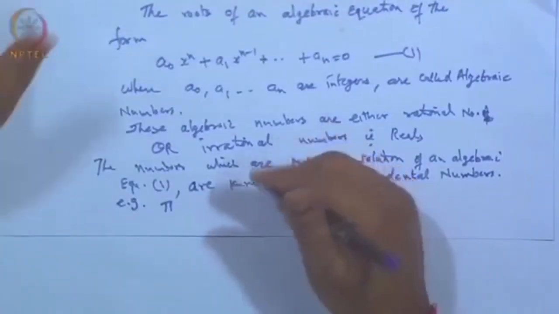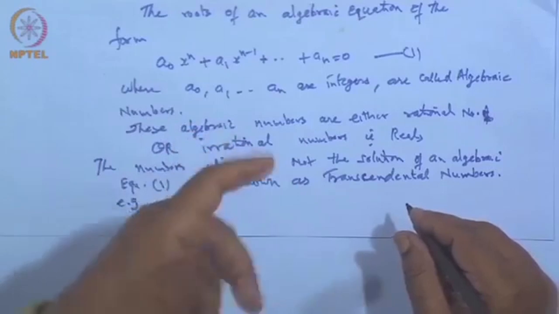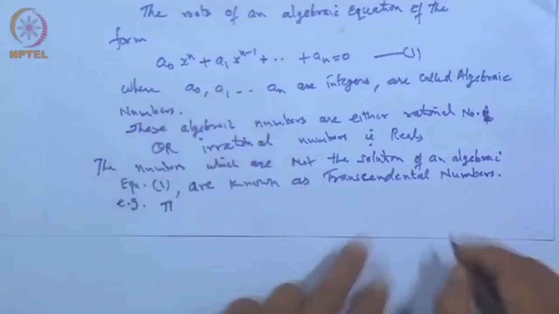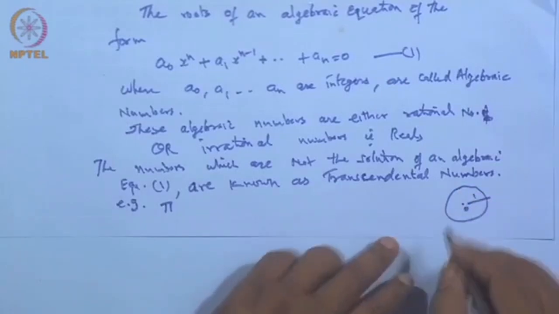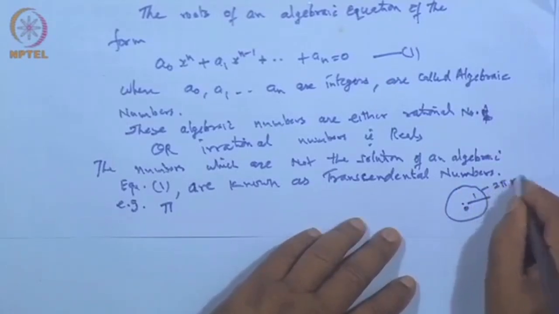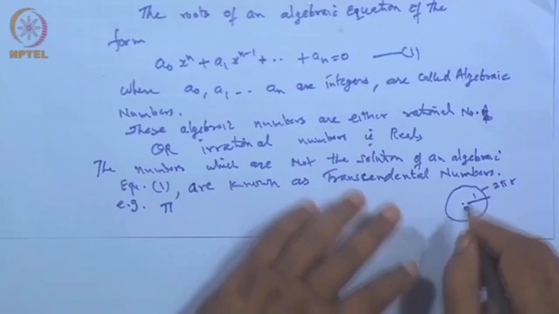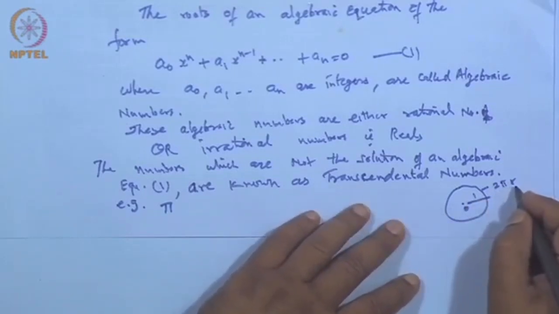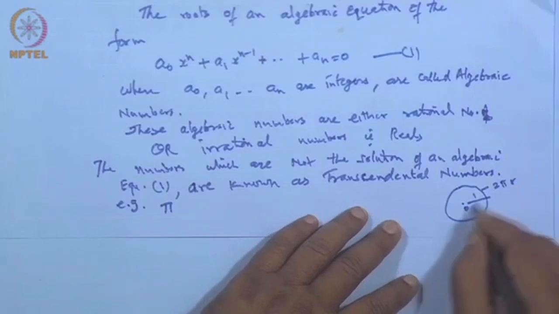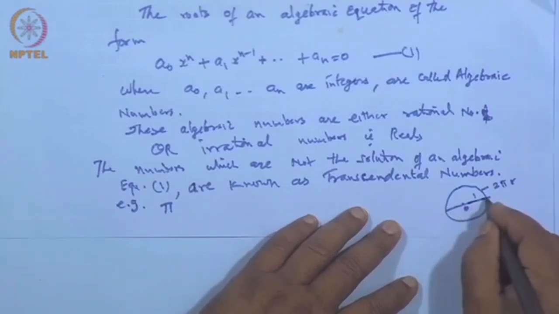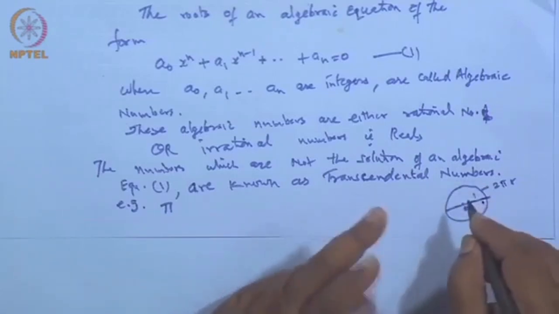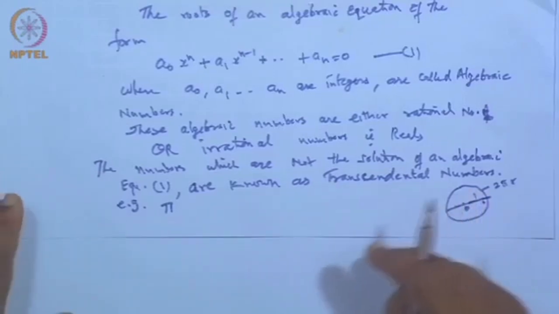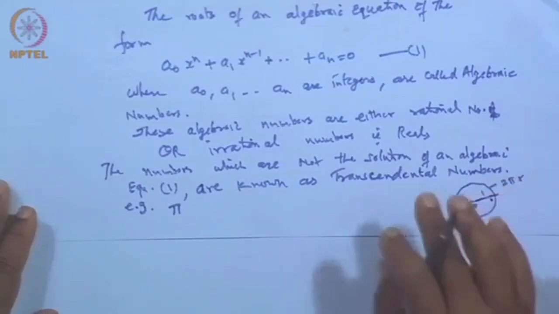What is pi? It's basically the circumference of a unit circle. If you take a unit circle centered at 0 with radius 1, then what is the circumference? 2 pi r, is it not? If r becomes 1, then the circumference is 2 pi. The diameter 2 then gives the pi. Okay? So, basically pi is a transcendental number.